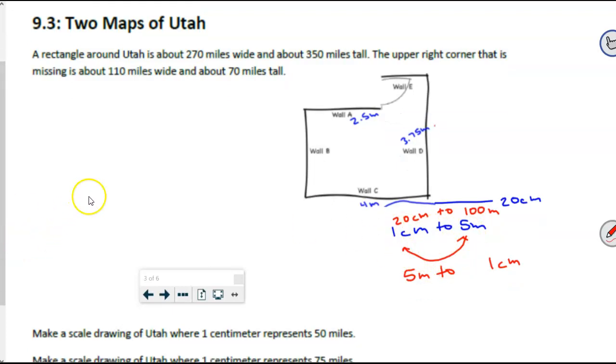We're going to continue this lesson, this activity of the 2 maps of Utah. It's going to take some time, so we're going to continue that in a different lesson and a different video.